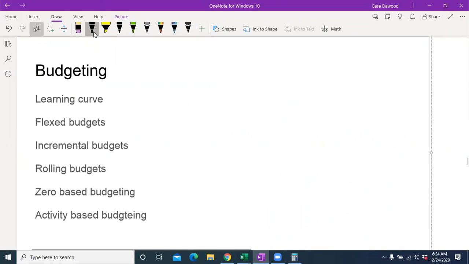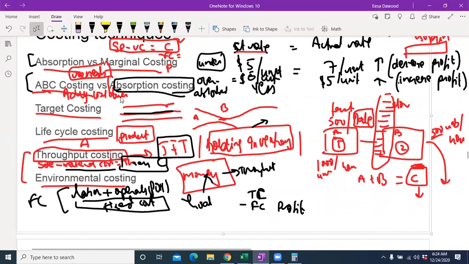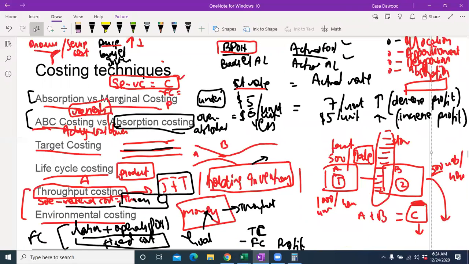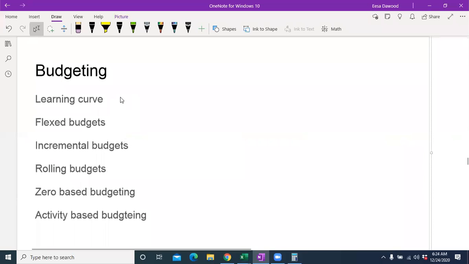Now I'm going to end the class by quickly wrapping up what comes in the budgeting session. This is the first section, so I did it in more detail. As you continue and as we meet in our next session, you have a clear idea of what was required of you and what you will be covering in the first area, which is costing technique. In budgeting, you will be doing learning curve.